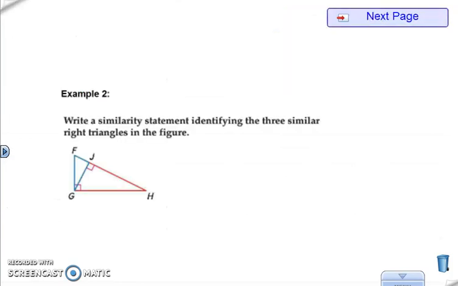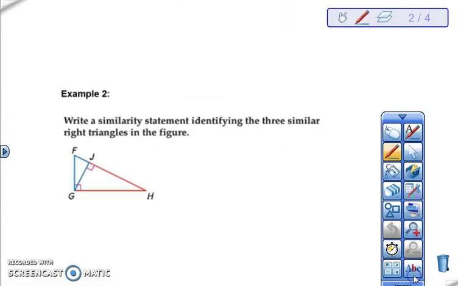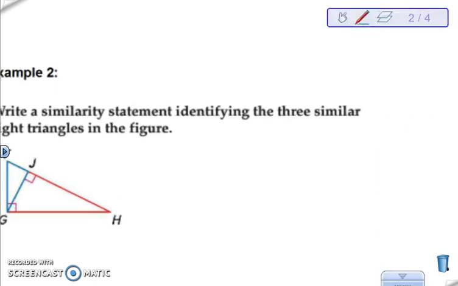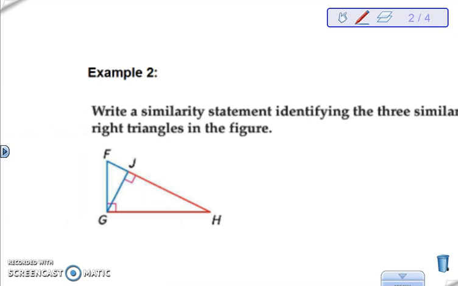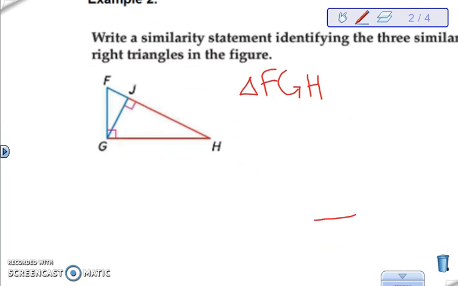So if I'm looking at an example and I need to write my similarity statement, I'm just going to take the big triangle and write it out in whatever order I feel like. So let's say we go FGH. So if I trace the big triangle, there's my FGH.